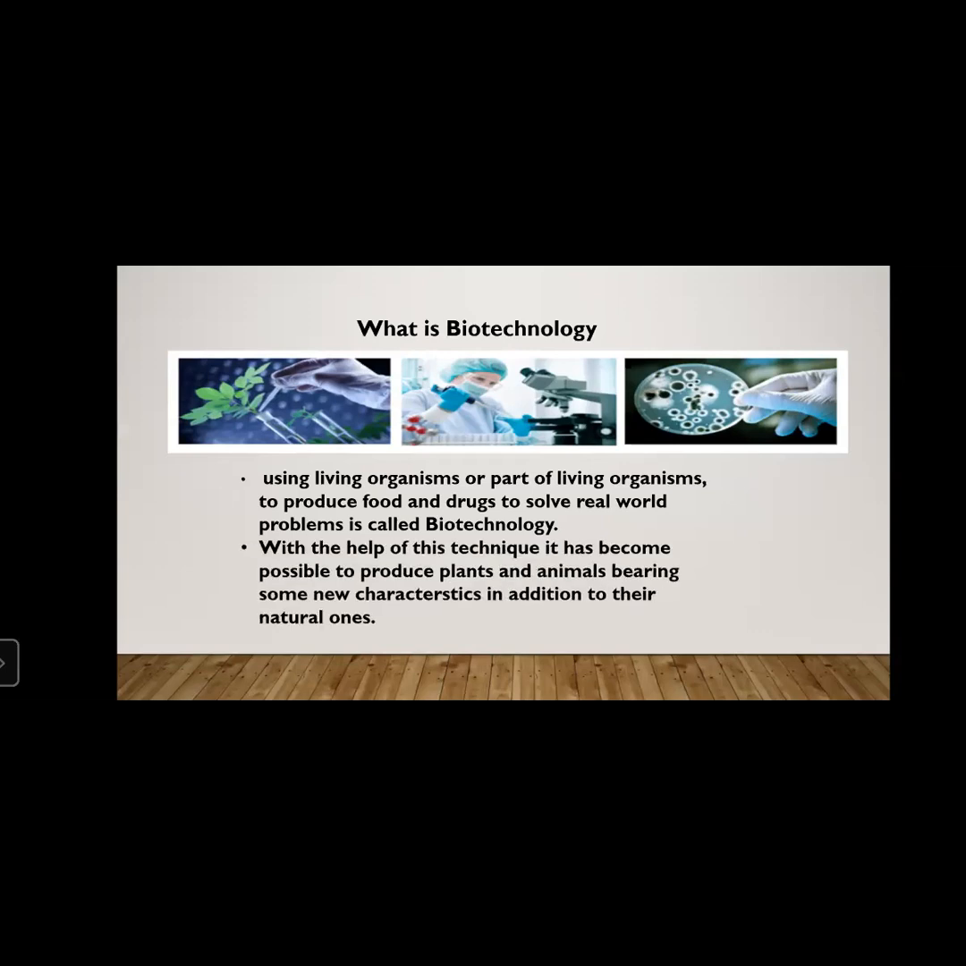With this technique, it is possible to produce plants and animals that bear new characteristics or some additional characteristic to the naturally occurring characteristics of that organism. So the entire genome of the organism is modified by the process of biotechnology to develop the desired character in the given organism.